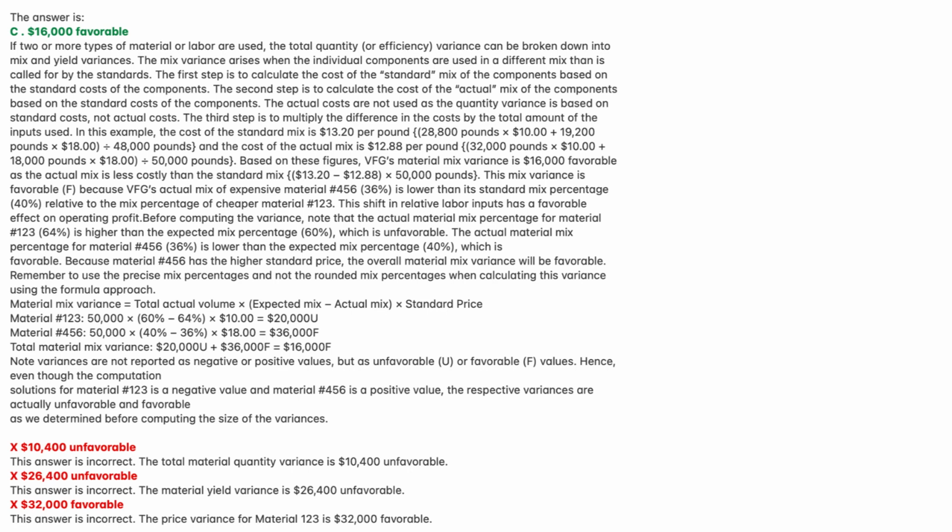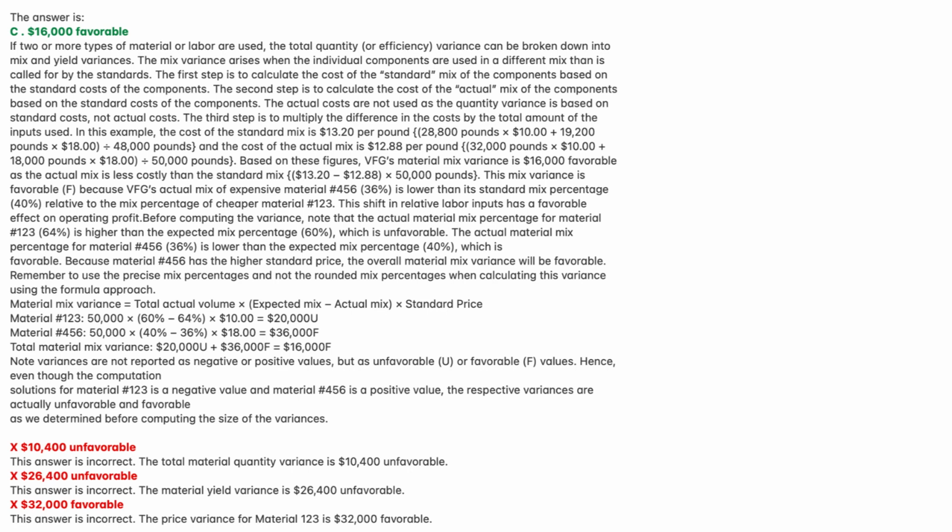$16,000 favorable. If two or more types of material or labor are used, the total quantity, or efficiency, variance can be broken down into mix and yield variances. The mix variance arises when the individual components are used in a different mix than is called for by the standards. The first step is to calculate the cost of the standard mix of the components based on the standard costs of the components. The second step is to calculate the cost of the actual mix of the components based on the standard costs of the components. The actual costs are not used as the quantity variance is based on standard costs, not actual costs. The third step is to multiply the difference in the costs by the total amount of the inputs used.